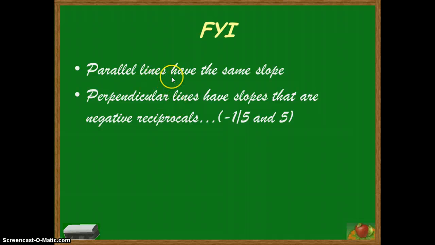Parallel lines have the same slope as each other, but not the same y-intercept. Perpendicular lines have slopes that are negative reciprocals. For example, negative 1/5 and 5 would be two numbers that are negative reciprocals of one another.